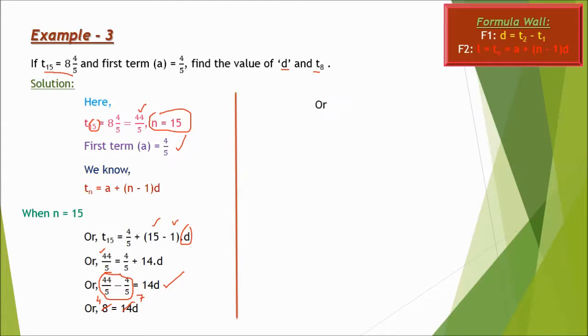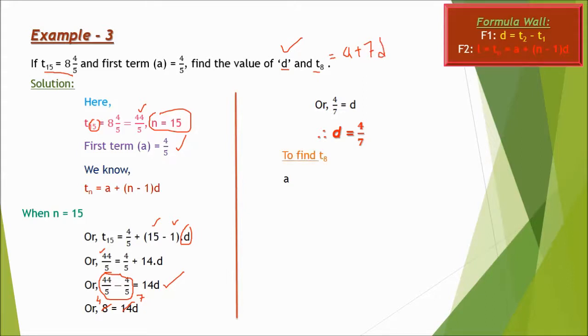4 by 7 is equal to d. Therefore d is equal to 4 by 7. We easily found the value of d. Now our task is to find T8, that always will be a plus 7d. T8 is a plus 7d.